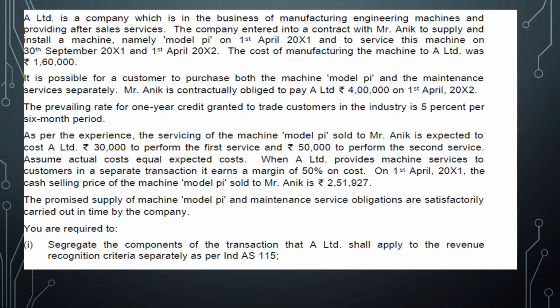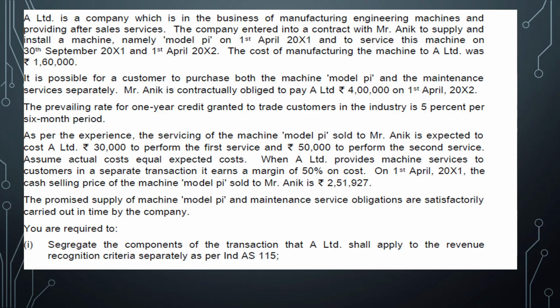As per experience, the servicing of the machine Model P sold to Mr. Anik is expected to cost A Limited rupees 30,000 to perform the first service and 50,000 for the second service. So assume actual cost equals expected cost. When A Limited provides machine services to customers in a separate transaction, it earns a margin of 50% on cost. On 1st April 2021, the cash selling price of the machine Model P sold to Mr. Anik is rupees 2,15,927.